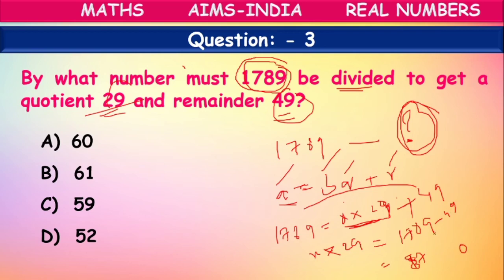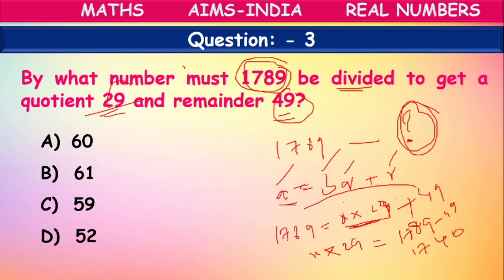9 minus 9 is 0. From 0, 4 we cannot remove. We have to take 1 borrow. From 10, 4 goes, means 6. Here 6 will be remaining. So 1660. Sorry children, 1789 here. 1789 means 9. One minute children. 1789 minus 49, how much? 1740.